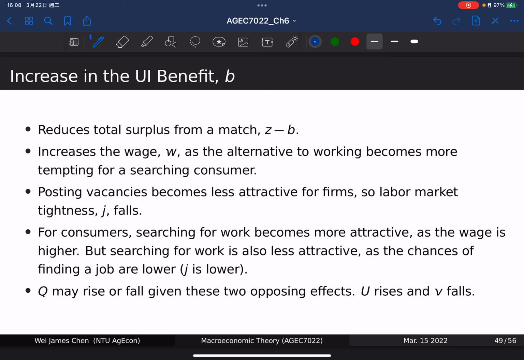So let's first look at the easiest case, increase in the UI benefit. First, increasing B will definitely reduce the total surplus from a match. That's Z minus B will be lower. And increasing B must increase the wage, right? Because wage is A times Z minus B, that's the share of total surplus. And this one is lower, this one is fixed.